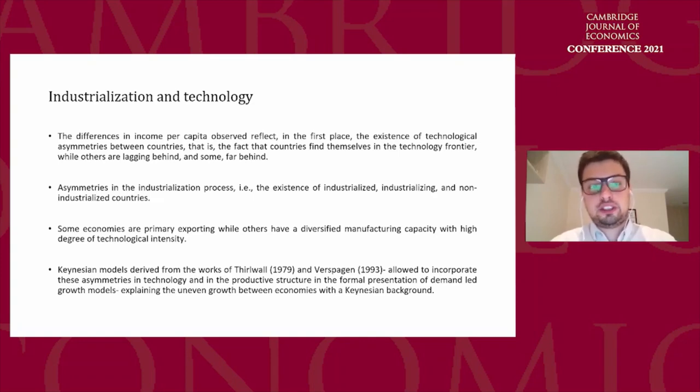So, industrialization and technology. The differences in income per capita observed reflect in the first place the differences existing in the technological frontier. That is the fact that some countries find themselves at the technological frontier and others are lagging behind. To explain these differences in growth of income per capita, models derived from Thirlwall in 1979 and Verspagen in 1993 allowed to incorporate these asymmetries in technology and in productive structure in the formal presentation of demand-led growth models, explaining the uneven growth between economies with a traditionally Keynesian background.